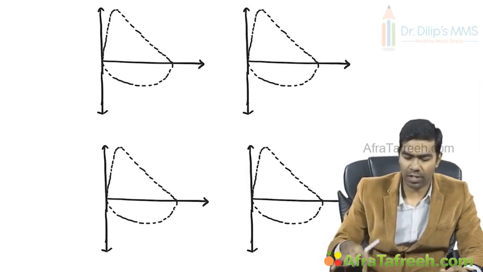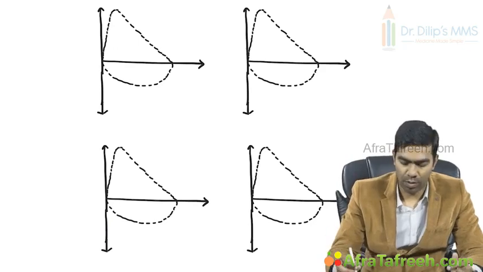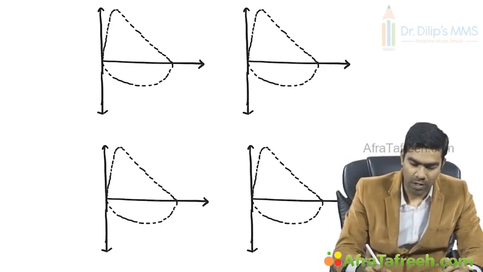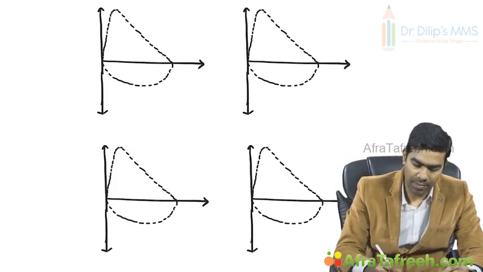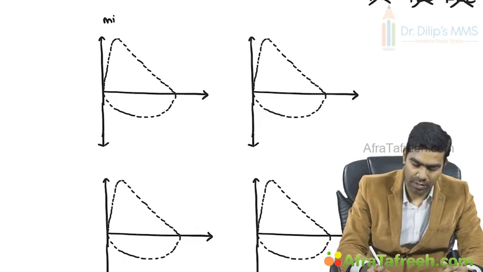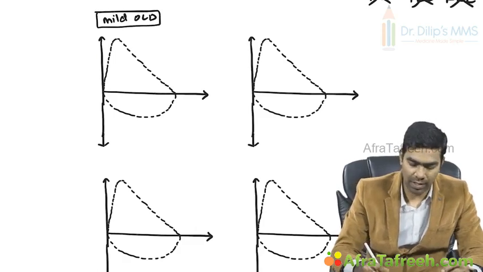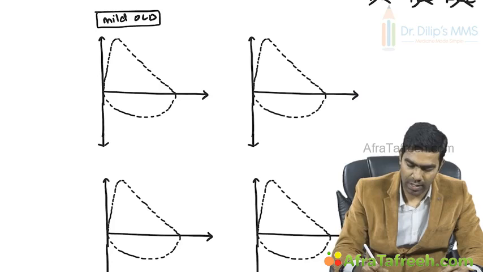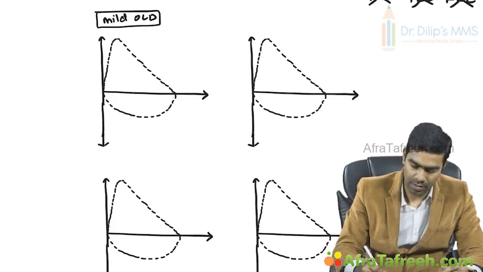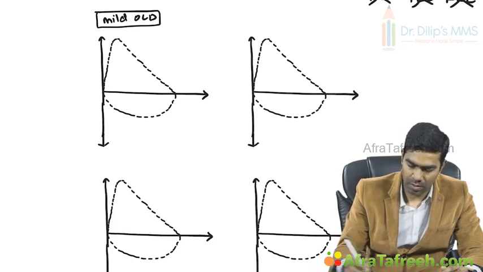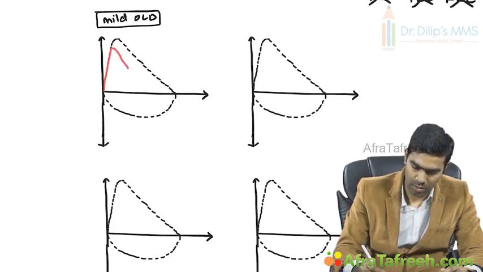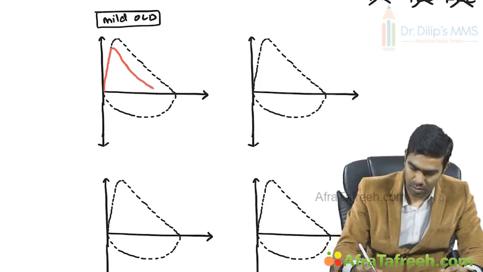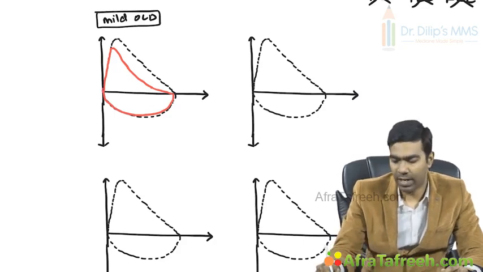So let us see what the different conditions are that give different kinds of flow volume loops. The normal flow volume loop I told you already. So let us assume a typical mild obstructive lung disease. What happens in a mild obstructive lung disease? Typically you are going to get a curve something like this. This is what you are going to get in a mild obstructive lung disease.